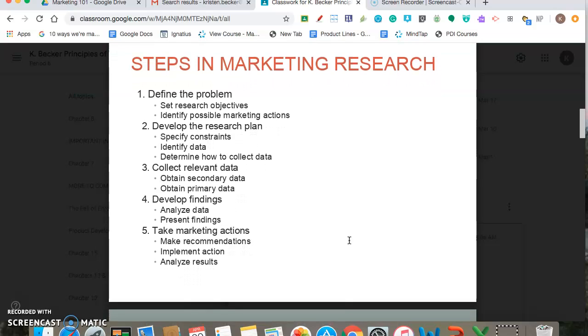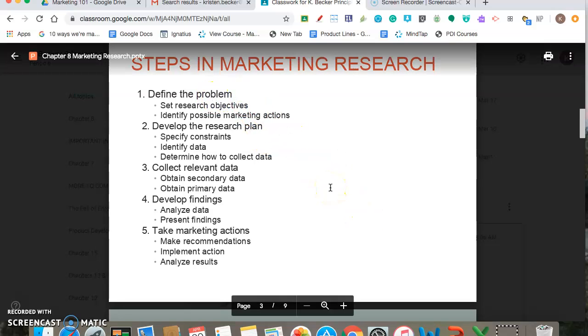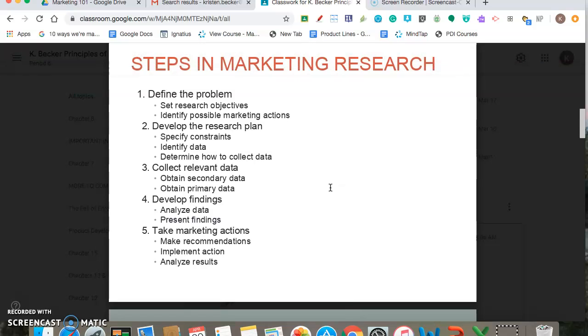Okay. So in the market research process, we're going to be defining the problem, which means we need to figure out what the problem is and set some objectives. Then we need to develop a plan. What is our plan going to be to research this problem? Who are we going to take a look at? What are we taking a look at? How are we collecting the data that we need?